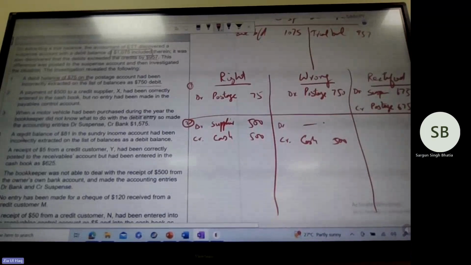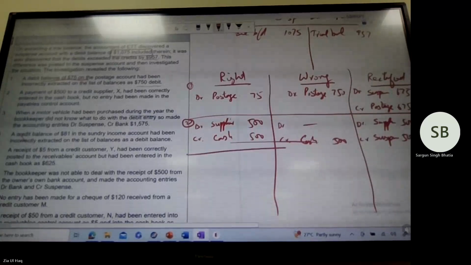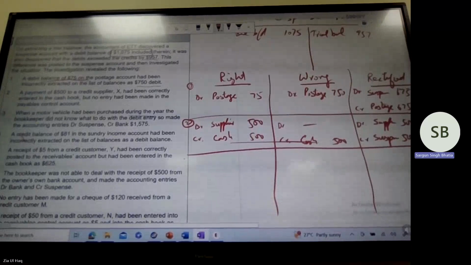Yes, sir. So how can we rectify? We will debit the supplier with 500. And what should be on the credit side? The suspense, because this was correctly recorded with 500. Suspense 500. Is that fine? Oh, yes, sir.